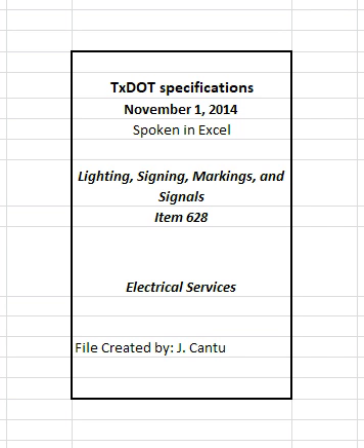Item 628. Electrical services. 1. Description. Installation. Furnish and install electrical services. Relocation. Relocate existing electrical services. Removal. Remove existing electrical services.